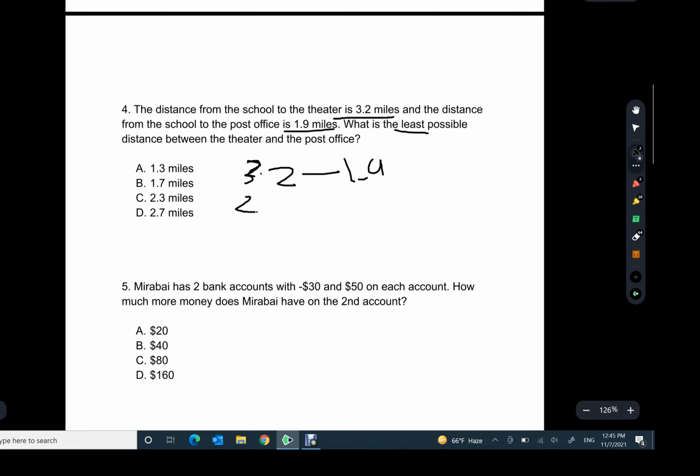So this equation, you would solve it 3.2 minus 1.9. And when you solve this equation, okay, so it's 12. And when you put this into a 12, you make this into a 2. 12 minus 9 would become 3. Don't forget the decimal. And 2 minus 1 is 1. So your answer would be 1.3 miles. And the only answer that has 1.3 miles is A. So your answer to this problem would be 1.3 miles, A.